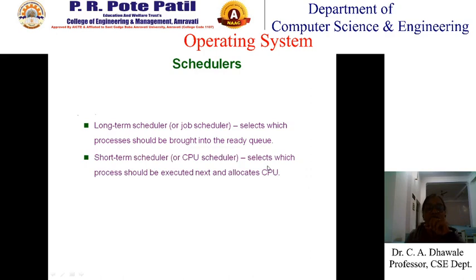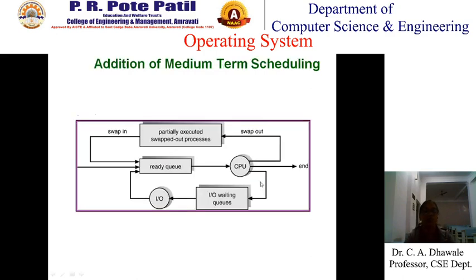Then short-term scheduler. Short-term scheduler means what? Here, the processes which are present in the ready queue are selected by the short-term scheduler. It is also called a CPU scheduler, and the process will be allocated to the CPU. Now this is just the example or diagrammatic representation of this. See, generally what happens here, this is a ready queue. In the ready queue, the processes which are coming from the outside world are stored. Then it will execute.